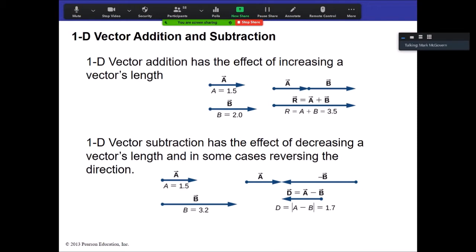Now, just to be clear, right now we're only discussing one-dimensional vectors. When you have two-dimensional vectors and you have multiple directions involved, it's a little more complicated, and we will attack that a little later in the lecture here. But that's the effect of addition and subtraction, at least from a one-dimensional level.